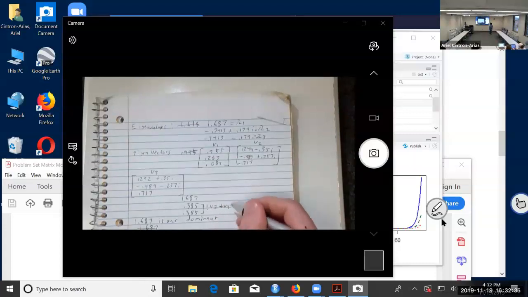No, that's the absolute value of lambda 1, the absolute value of lambda 2. Or that's what I meant. I'm sorry. Yeah, you're right. Thank you. These are the absolute values of the other two eigenvalues.